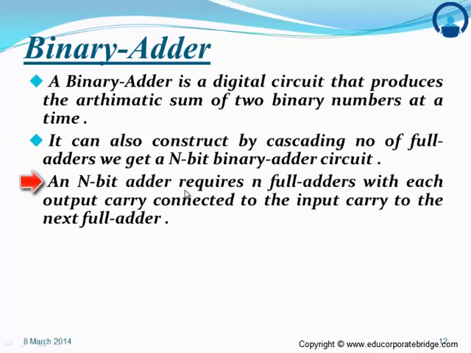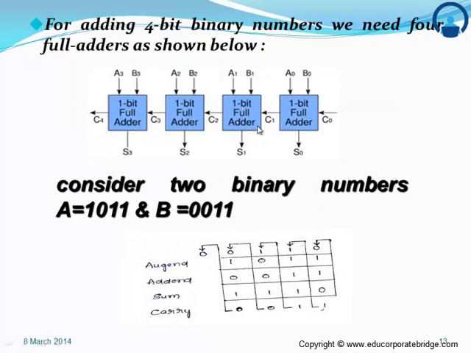The n-bit binary adder requires n full adders, with each output carry connected to the input carry of the next full adder. I'll explain this with the help of a circuit diagram. This binary adder is also called a parallel adder. So I'll show you the circuit diagram of how the binary adders or the parallel adders work. Let's see the circuit diagram for the binary adders. Here it's given, a 4-bit binary adder. We can check it out.